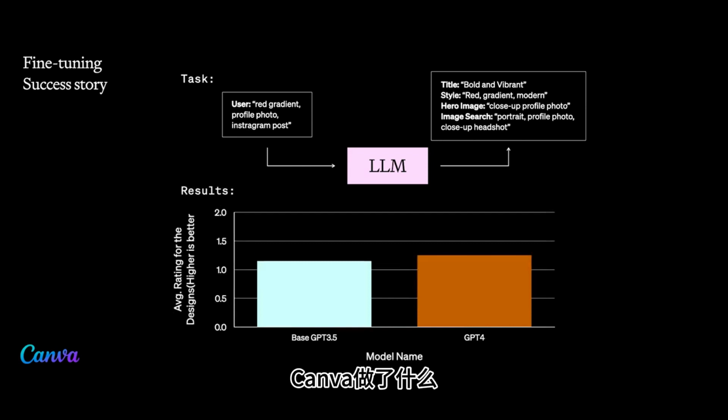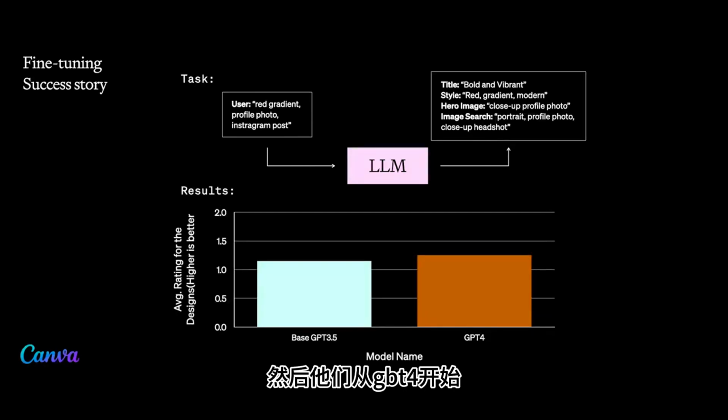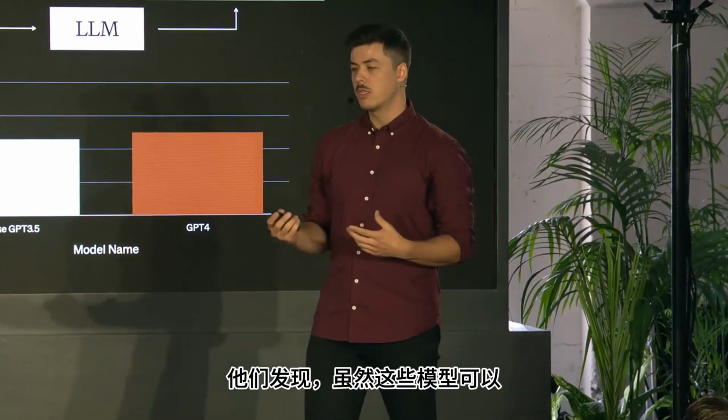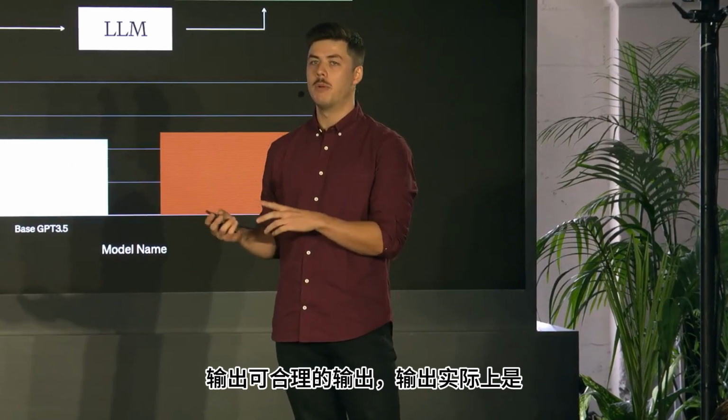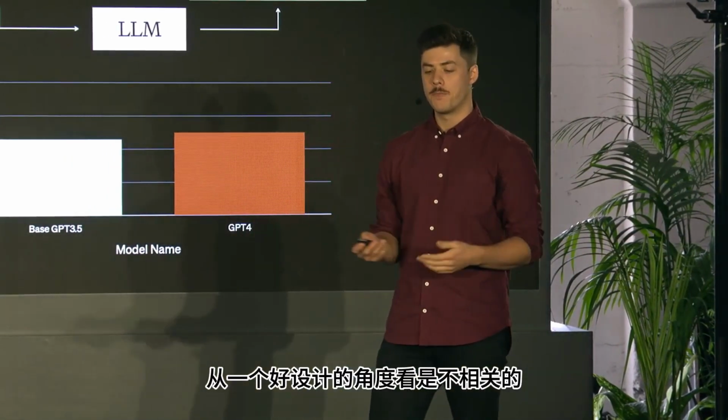So what Canva did is they essentially started off with 3.5 Turbo as the base model, and then they started off with GPT-4. They wanted to see what the performance was on this task, and the performance wasn't great. They were evaluated by expert human evaluators, and what they found was that while these models could output sensible outputs, the outputs were actually irrelevant when looked at from a design point of view.